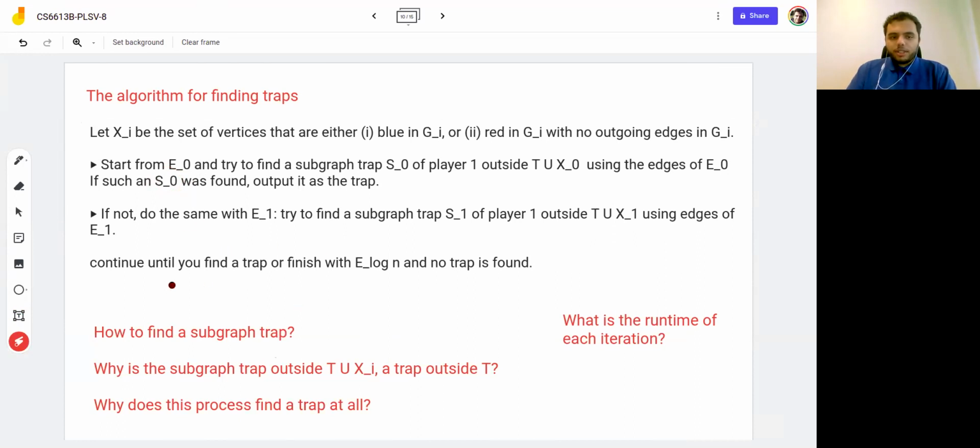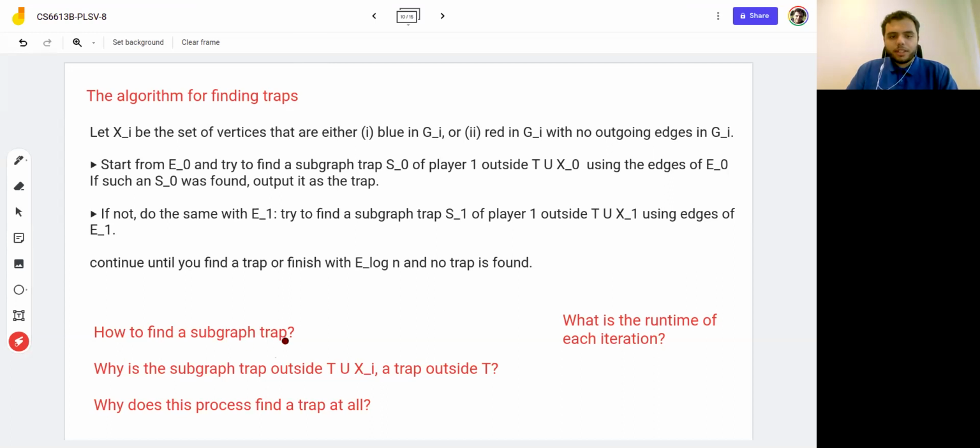And we continue until either we find a trap or we go to the log n iteration, in which case the graph is the original graph. And if we don't find the trap, that means that there is no trap, right? Okay, so based on that, let me ask you a bunch of questions.